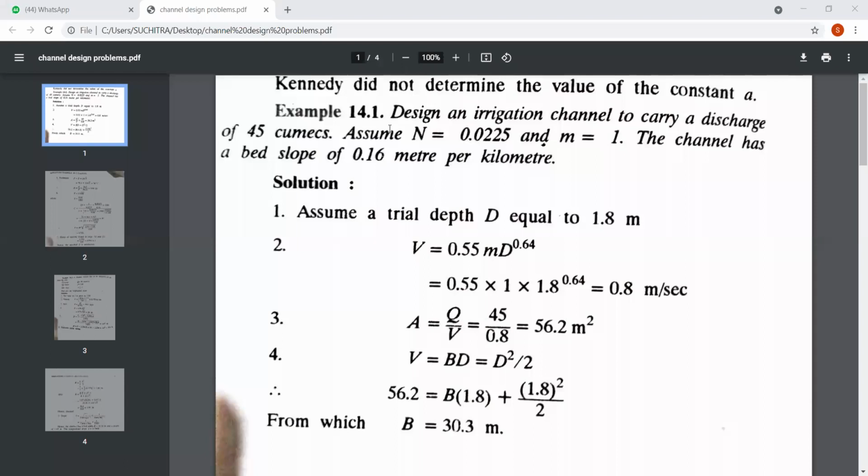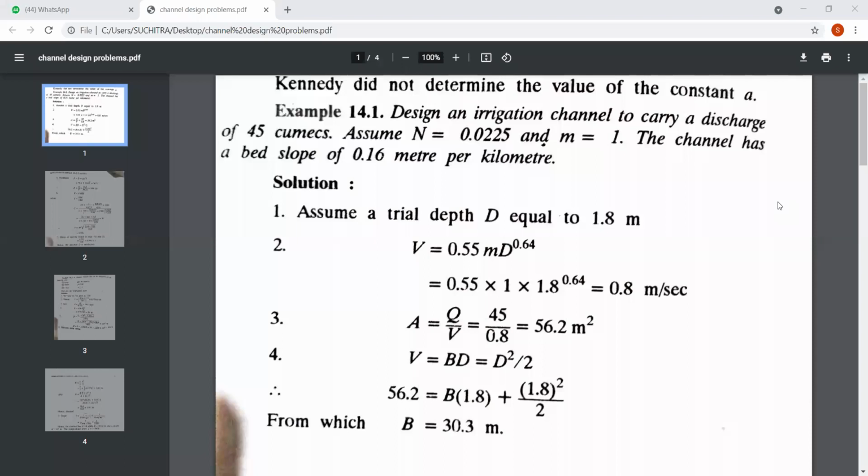In the second case, discharge will be given, the velocity coefficient value will be given, and the critical velocity ratio will be given. Instead of the longitudinal bed slope, the B by D ratio will be given, which is a trial and error method. Most of the time in the examination, they ask the case one design procedure of Kennedy's method of channel design. Already we have discussed the step-by-step procedure of Kennedy's method, the drawbacks or shortcomings in Kennedy's method, as well as Lacey's method of channel design.